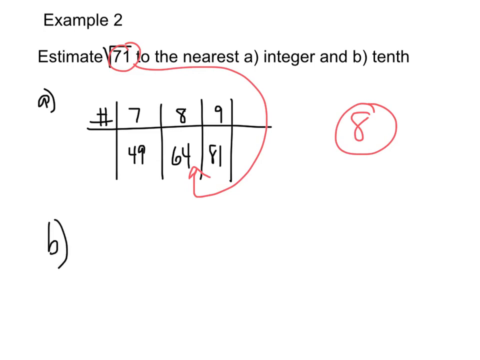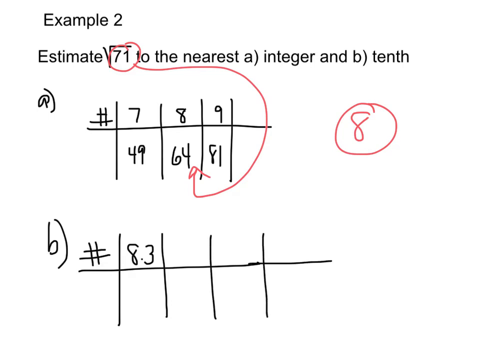B then is to the nearest tenth. We know that our number is going to be between 8 and 9. Because it's 8 and 9, and now we're doing tenths, let's write down some tenths. I'm just going to pick some numbers here: 8.3, 8.4, 8.5. Now, why don't I have to go any higher? Because you know that 71 was closer to 8 than it was to 9, so you're going to choose the lower end of the 8s. If you square 8.3, that gives us 68.89. 8.4 squared gives you 70.56. 8.5 squared gives you 72.25.